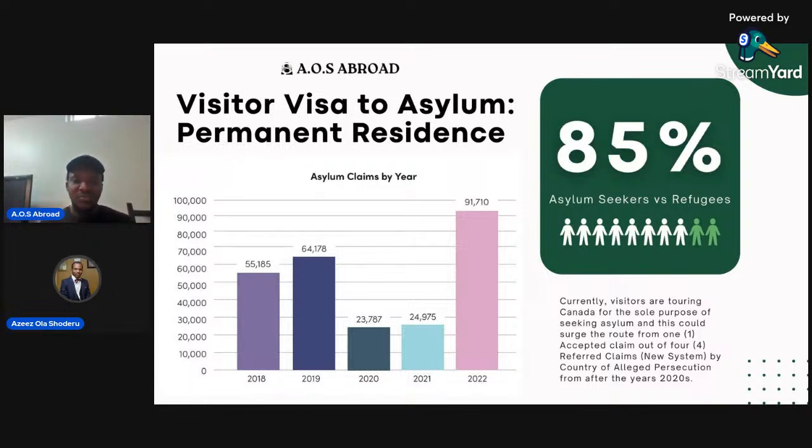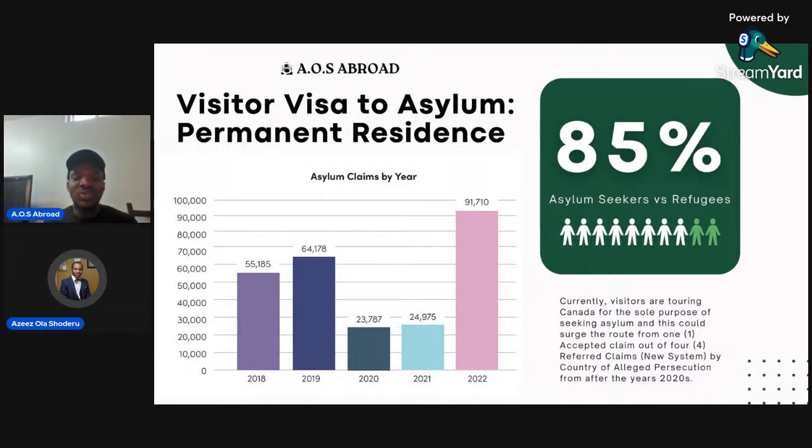But again, it begs the question: there are a lot of visitors touring Canada for the sole purpose of seeking asylum. And this could surge the route to one accepted claim out of four referred claims, by country of alleged persecution, after the year 2020. What that means is that 91,000 people applying for claims in 2022 does not mean that 91,000 were selected. In fact, based on the statistics, for every one person that was selected, three were rejected. There were four referred claims and only one was accepted.